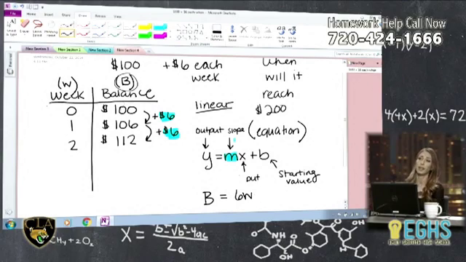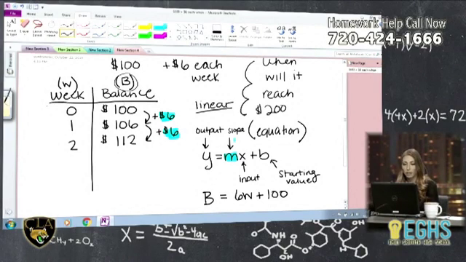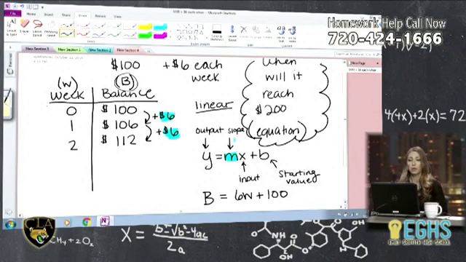Each week that he's adding to his bank account, we're adding $6. So let's say my W was 7. After 7 weeks, I'd be doing 7 times 6, or $42 added to his account. And then we add our starting value to it, which was $100 in this case. Now we're almost there. This is an equation that represents the relationship of this scenario.